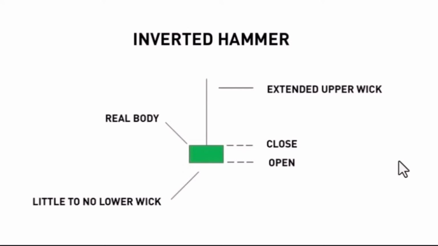Well, the next one is the inverted hammer, which is more or less exactly like the hammer. But let's say the hammer is stronger in terms of giving us a price reversal signal. But we can even use the inverted hammer as a strong bullish signal too. Let's go to the chart and find some examples.